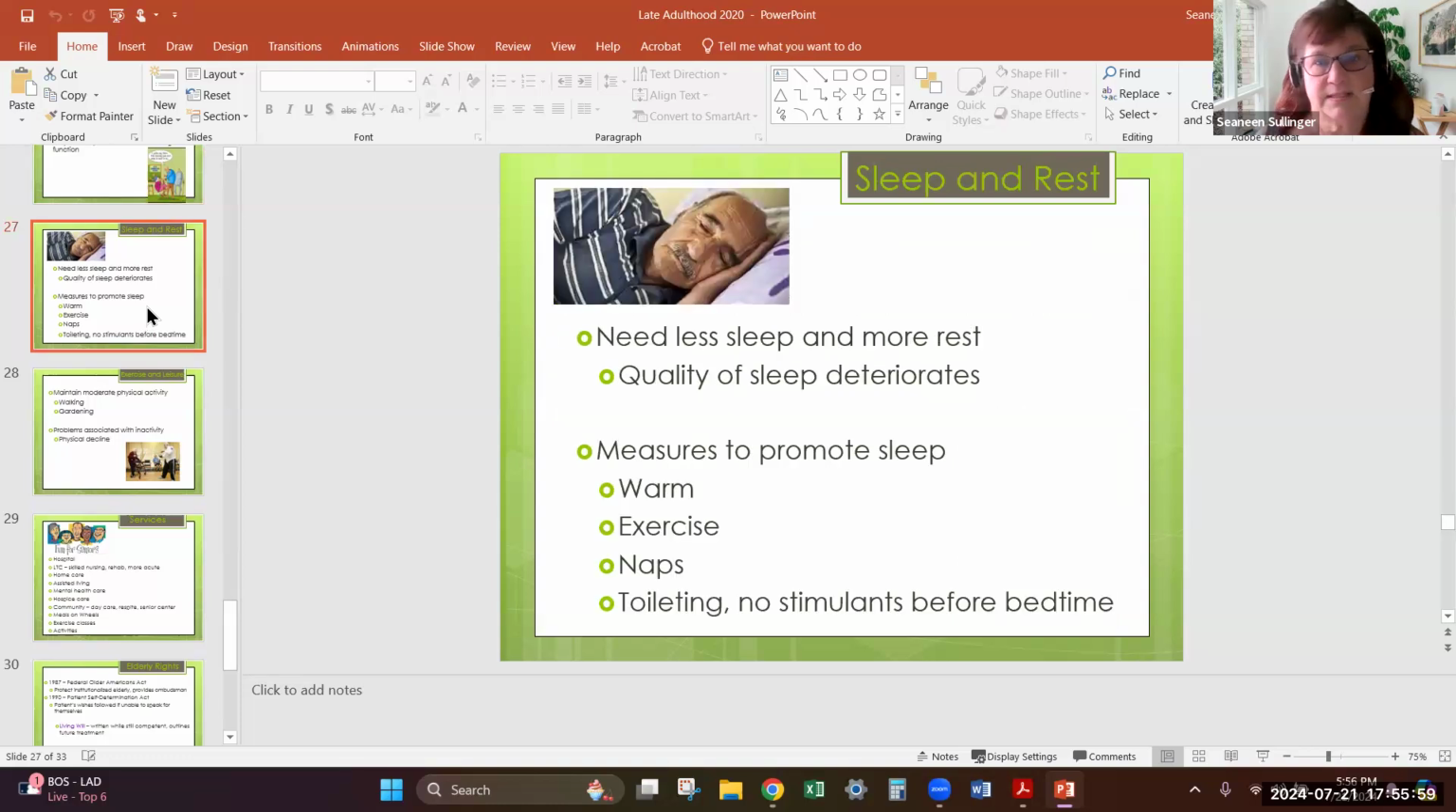Sleep and rest, so they still need lots of sleep, more rest. Naps again are really good.